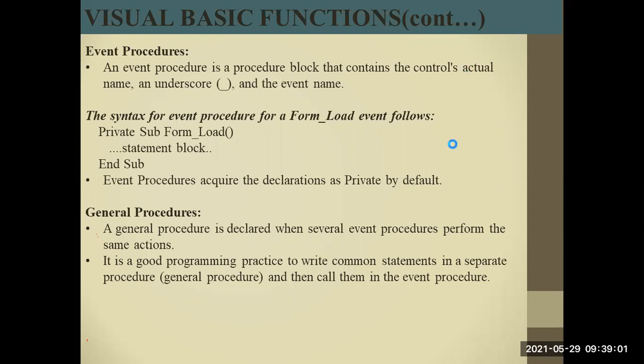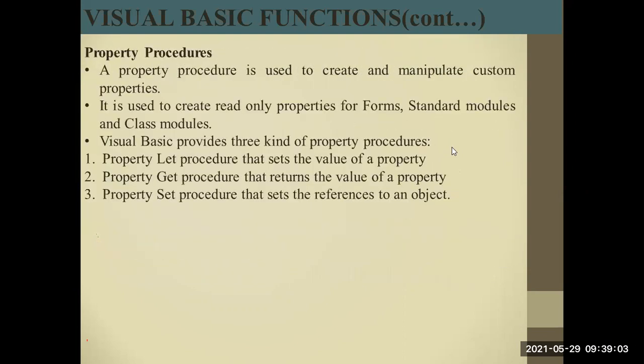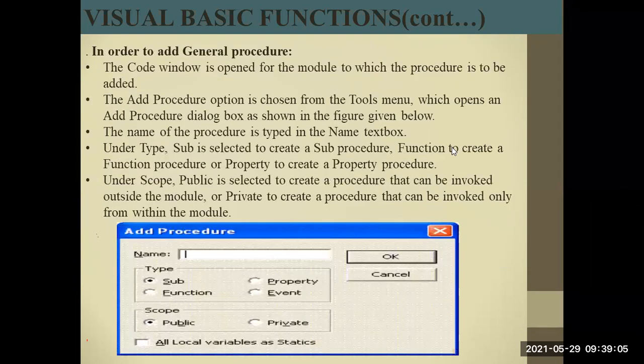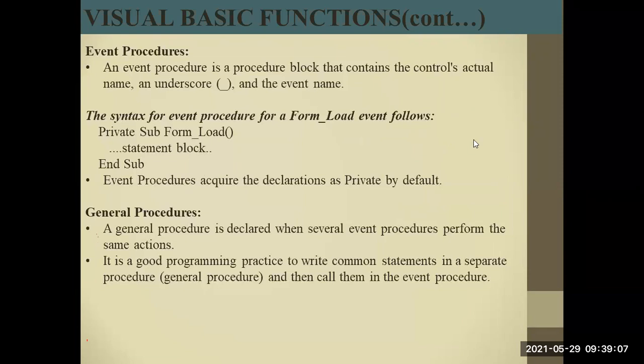Now there are two more procedures basically we are having. One is your general procedure and the second one is your functional procedure. एक general procedure है, एक आपका functional procedure है. But basically we are mainly going to use two procedures: one is the sub procedure for writing the programming part, and the second one is the event procedure for writing the procedure for the event part.